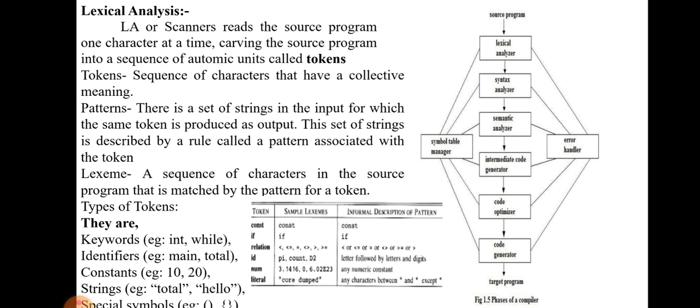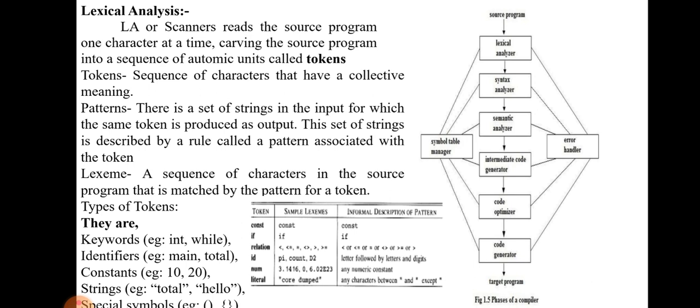The first phase is lexical analysis, which is used to read or scan the source program from left to right to identify tokens. It reads one character at a time. There are 3 important concepts in lexical analysis: token, pattern, and lexeme. A token is a sequence of characters which has some collective meaning.